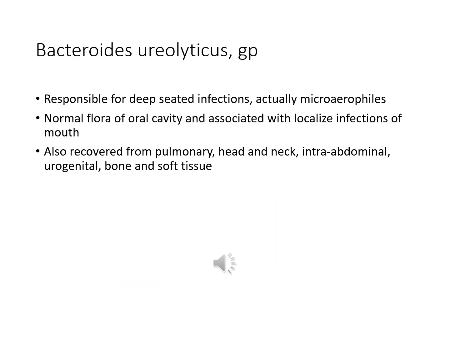Bacteroides ureolyticus is responsible for deep-seated infections. It's considered a microaerophile. It is normal flora of the oral cavity, and it's associated with localized infections of the mouth. It can also be recovered from pulmonary, head and neck, intra-abdominal, and urogenital or soft tissue specimen types.